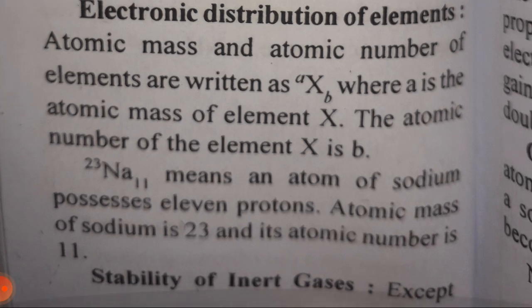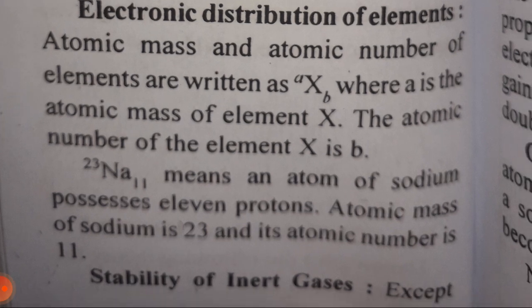Electron distribution of elements. The atomic mass and atomic number of an element are written as A X B, where A is the atomic mass of the element X and B is the atomic number of the element X. For example, 23 and 11 mean an atom of sodium possesses 11 protons. The atomic mass of sodium is 23 and its atomic number is 11.